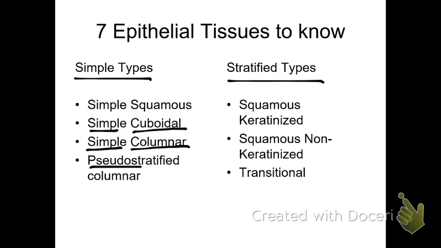And then that pseudostratified columnar, we've already talked about that. That one, while it appears to have multiple layers, is a single layer of cells, most of which are tall. On the stratified side, there is stratified squamous keratinized, stratified squamous non-keratinized, and transitional. In all three of these, you're going to see multiple layers of cells, and I'll describe these to you as we get to them each in a moment.